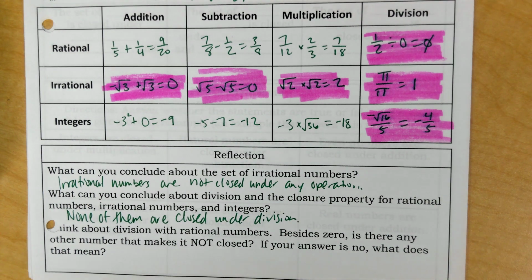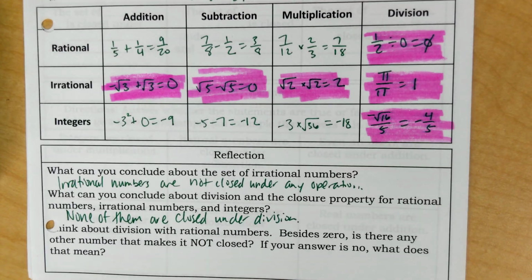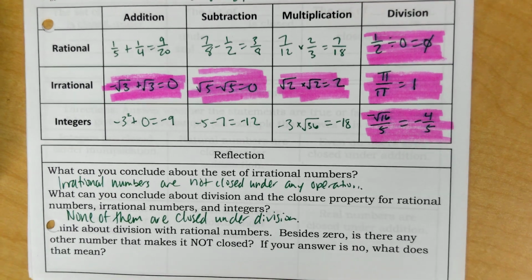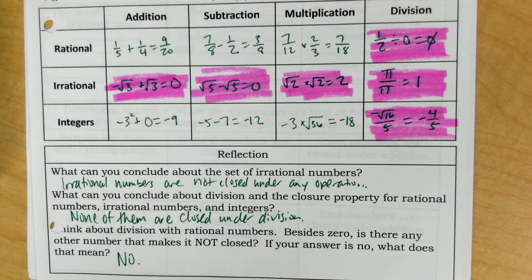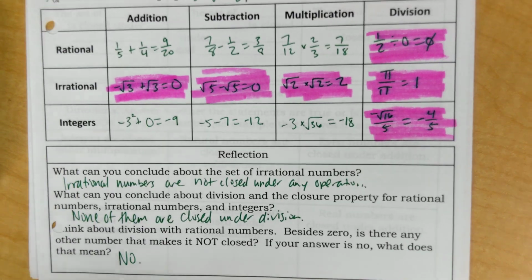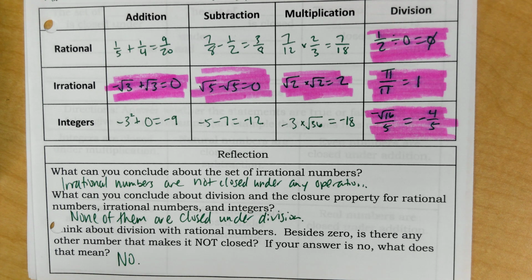Then start thinking about our division with rational numbers. Besides 0, is there another number that makes it not closed? If I took 1/2 and divided it by 2/4, or if I took 1/2 and divided it by 1/3, I'm still going to get a rational number. Any other time, no, there's not another example that I can think of. I can think about as many rational numbers as I can, and when I divide them, I get a rational number. So it seems like it is closed under division, just with the exception of division by 0.